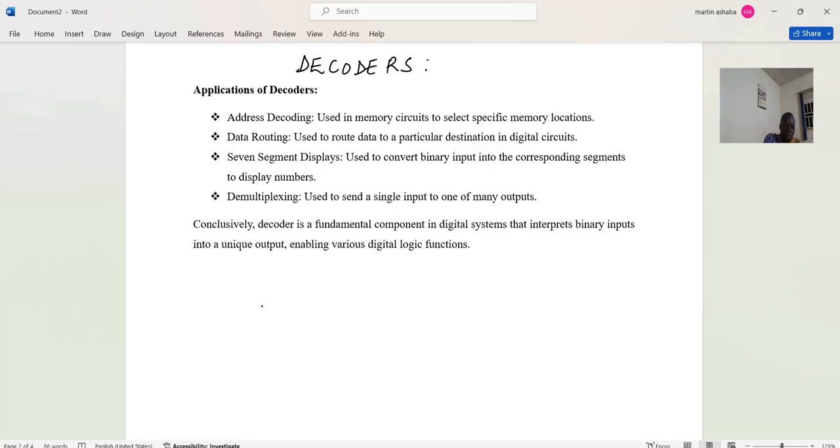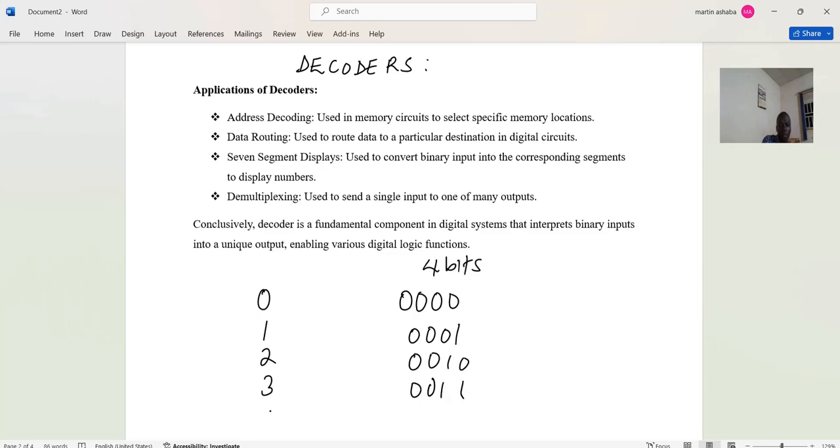For example, if we have 0, then we will input 0, 0, 0, 0 if we are talking about 4 bits. What about if we have 1? Then we are going to input 0, 0, 0, 1. What about 2? Then we are going to have 0, 0, 1, 0. Then what about 3? We are going to put in 0, 0, 1, 1. If it is 4, then we are going to have 0, 1, 0, 0.